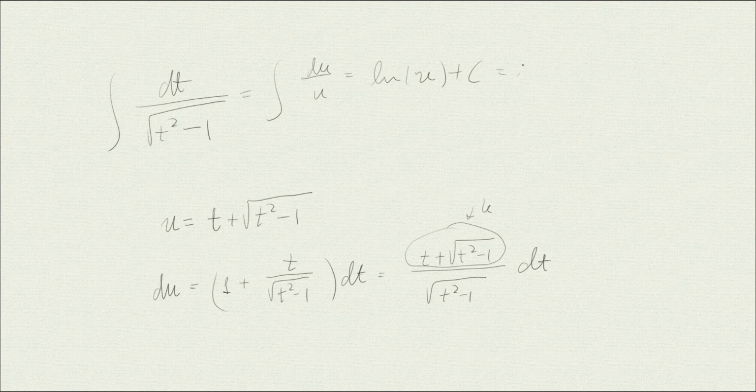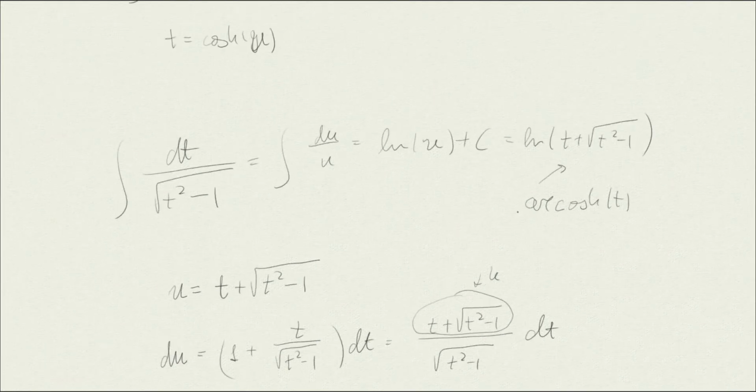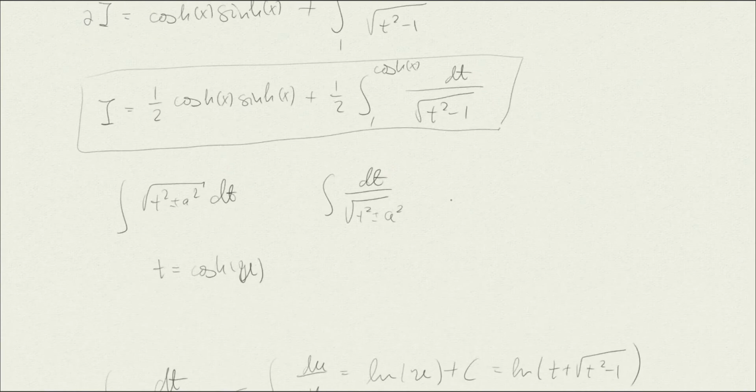And so if we now substitute what u was, we have actually computed this integral. So this is the natural logarithm of this. And in fact, this is exactly the arc cosine hyperbolic of t, this function. But we will see why. So maybe it was too much, but let us get back to here. So that's what we had here.